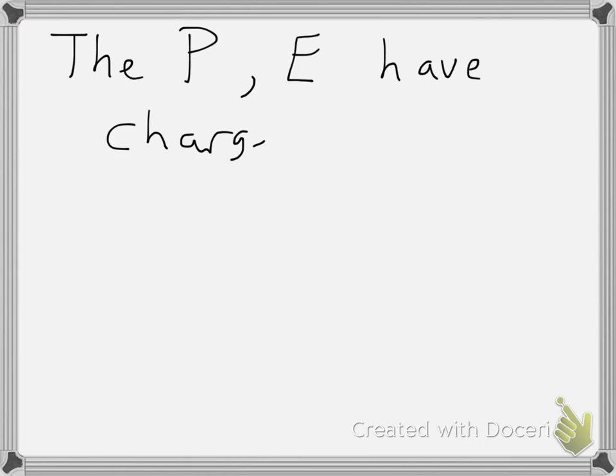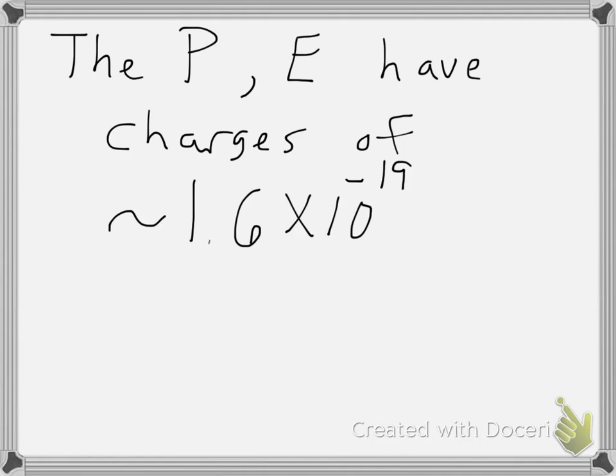So what are the charges of a proton and an electron? I'll just use capital P for proton and capital E for electron for right now. And these have charges of, we measure charge in units of coulombs, all right? So the fundamental unit, if you will, is called the Coulomb, after the man named Coulomb's law, which we will talk about here in just a minute. But the proton and the electron have charges of approximately 1.6 times 10 to the negative 19 coulombs.